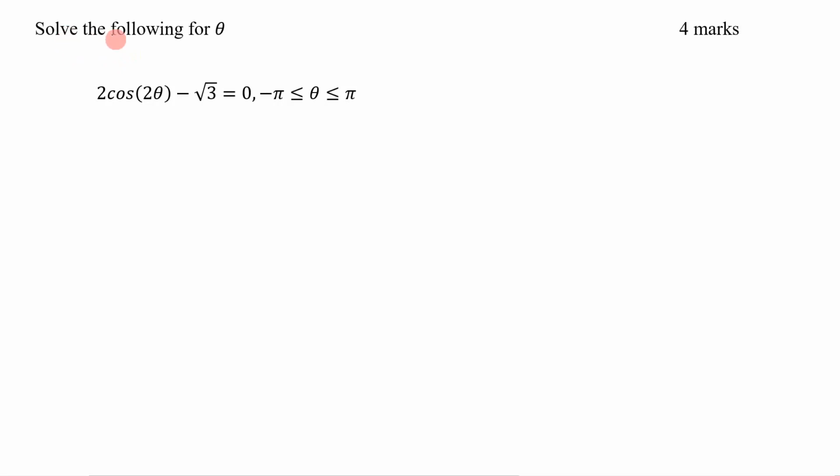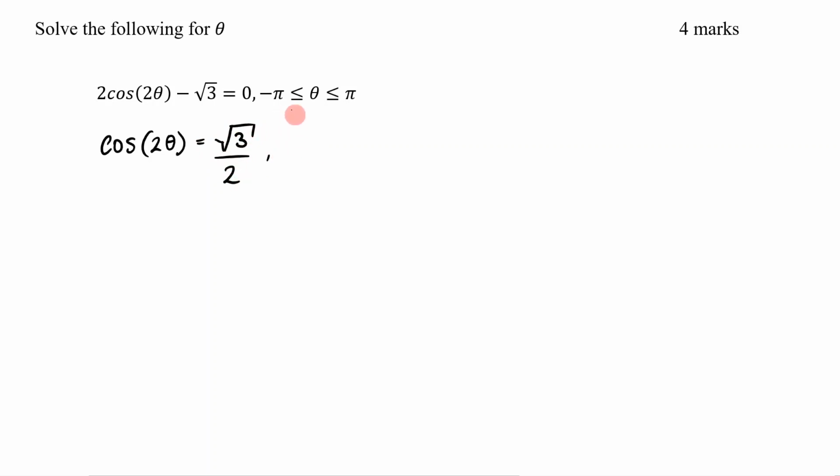It's saying that we need to solve the following for theta, and we've got this right here. The first thing that we're going to do is rearrange this so we just have cos of 2 theta by itself. So that means we're going to end up with this.